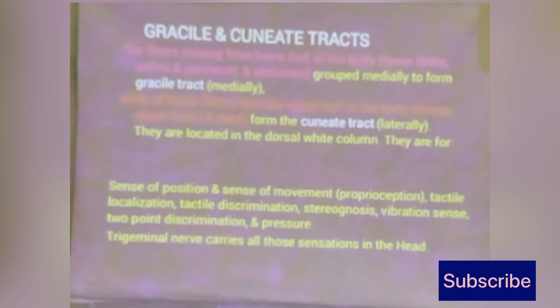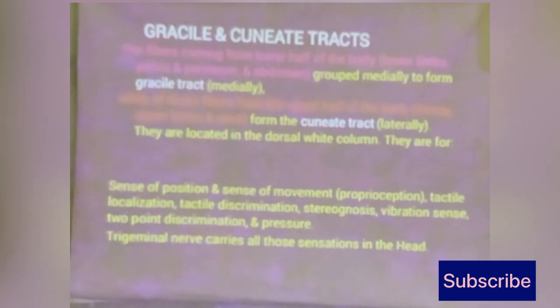It carries sensation from the lower half of the body, while the cuneate tract carries sensation from the upper half of the body, including the upper limb, thorax, neck, and so on. And as I told you before, the head's sensation for temperature, pain, and proprioception is carried through the trigeminal nerve. So the gracile and cuneate tracts, as you can see from the board, carry sensation of position, sense of position.